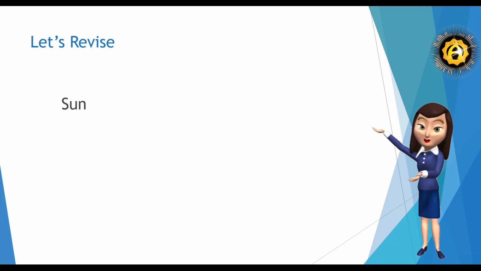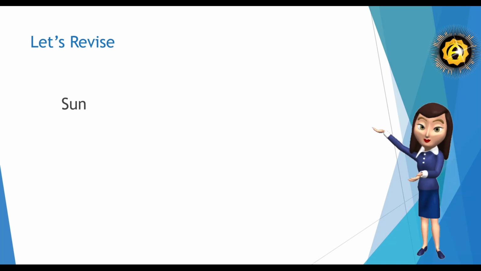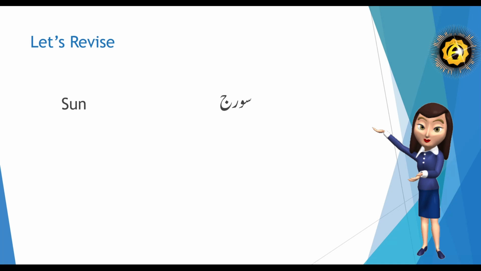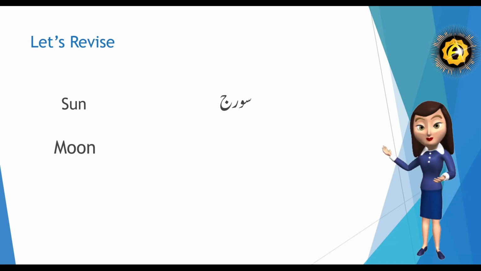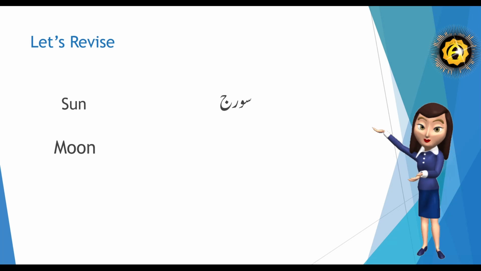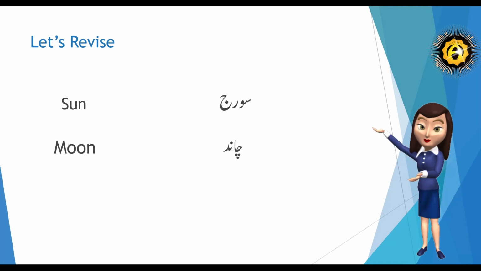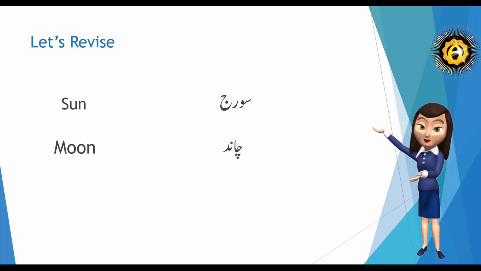Sun. In English, we say sun. When it's daytime, there is sun in the sky. Sun. And in Urdu, it is Suraj. Then at night, there is moon. In English, we say moon, and in Urdu, chand. Chand. Moon, chand.